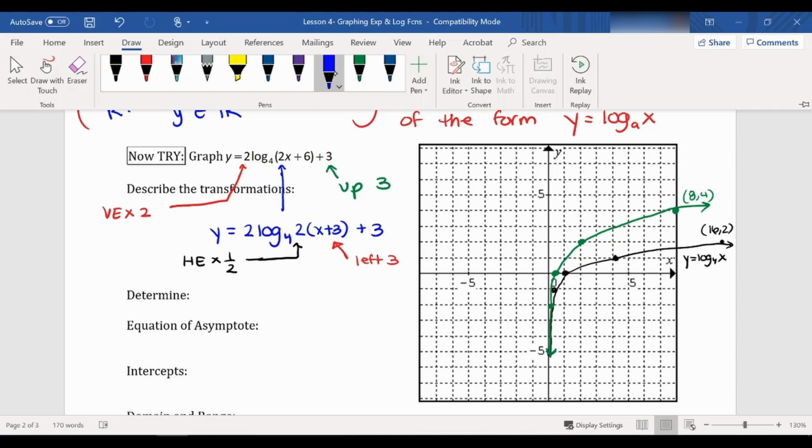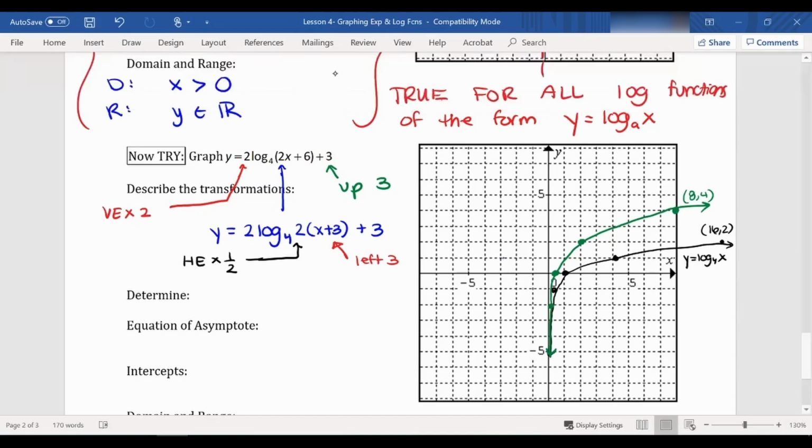So I'm going to start with the leftmost point. If I move it left 3, it's going to be almost on x equals -3, but not quite. And then up 3, it will end up here. The next point, left 3 and up 3, will end up about here. And then the next one, left 3, up 3. And then the next one, left 3, up 3.